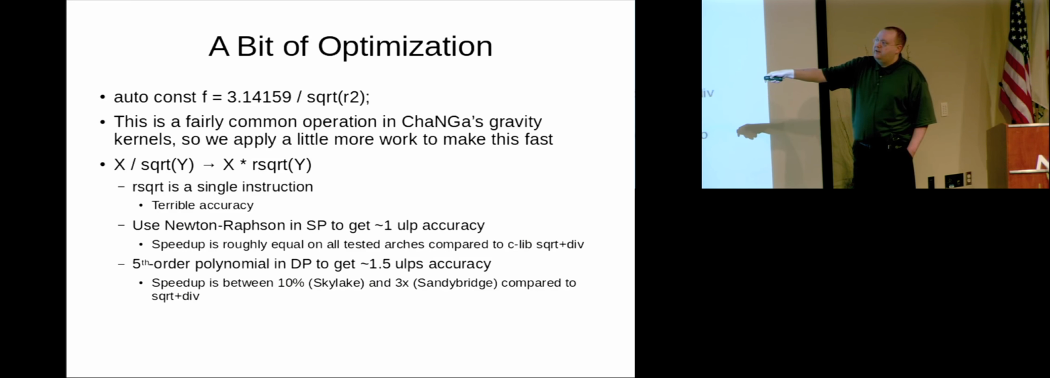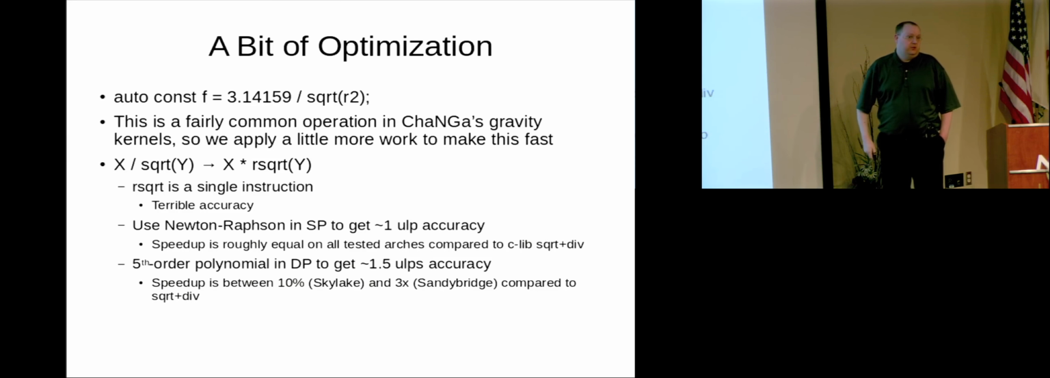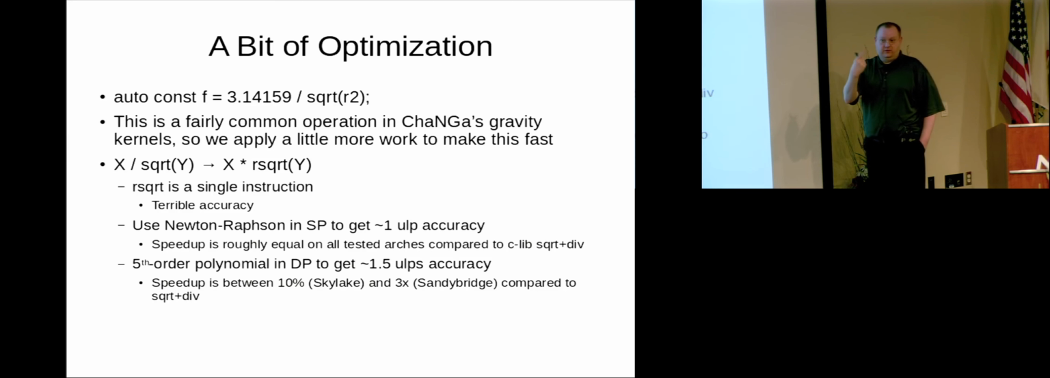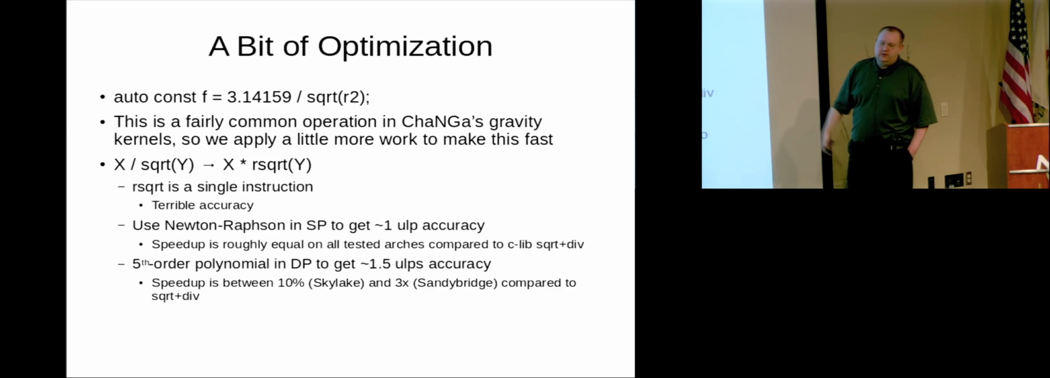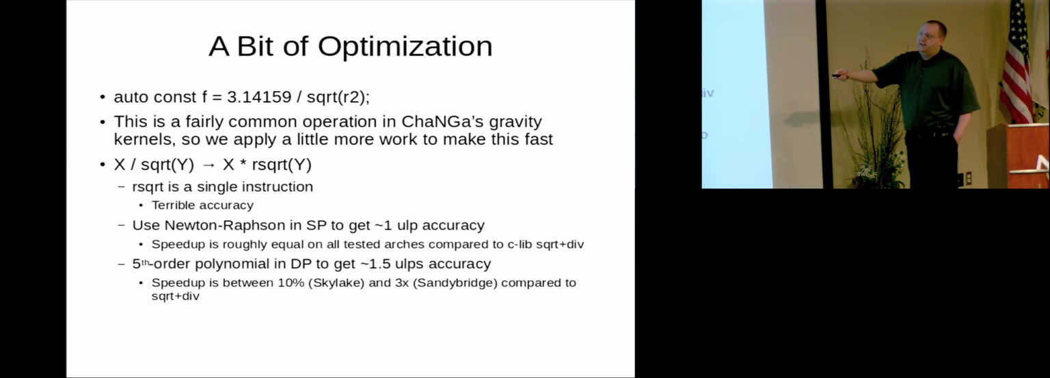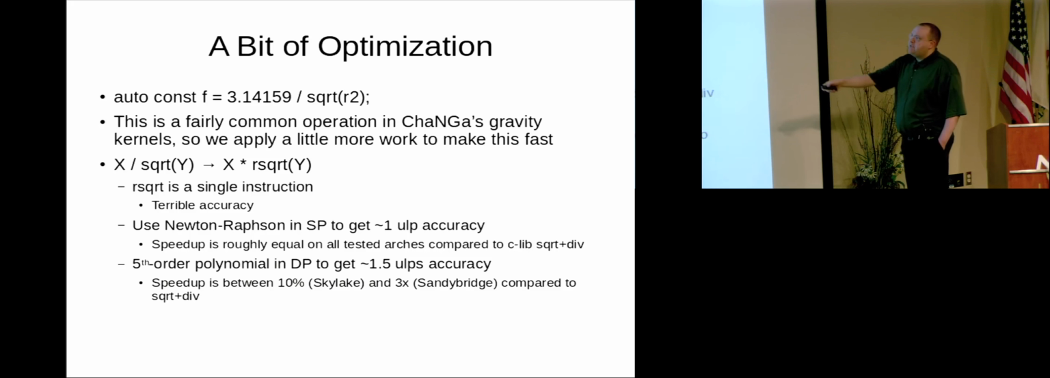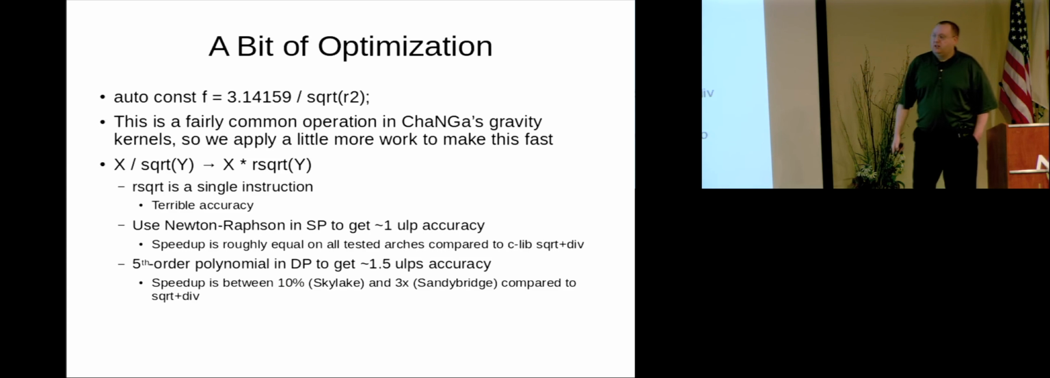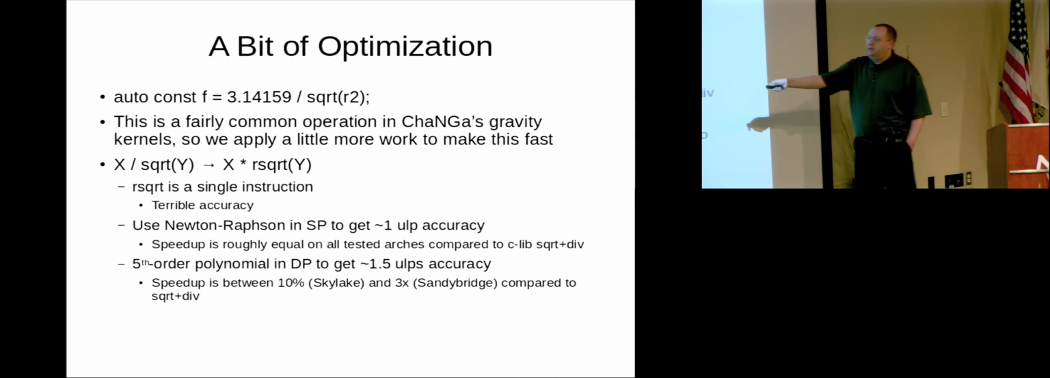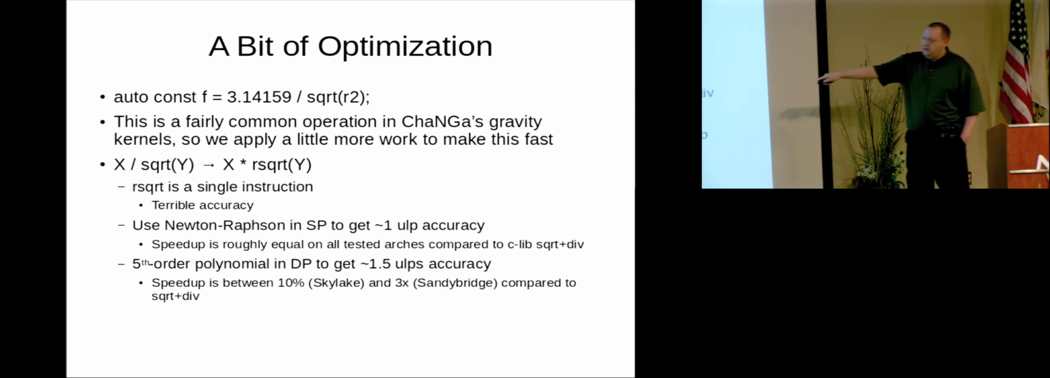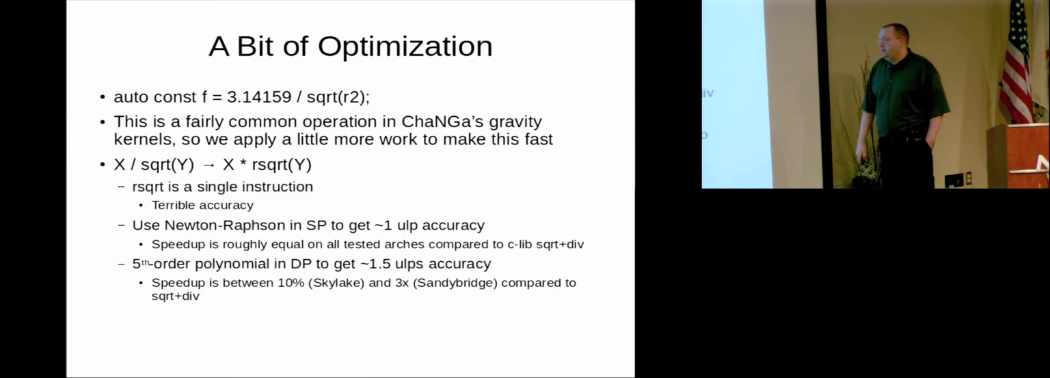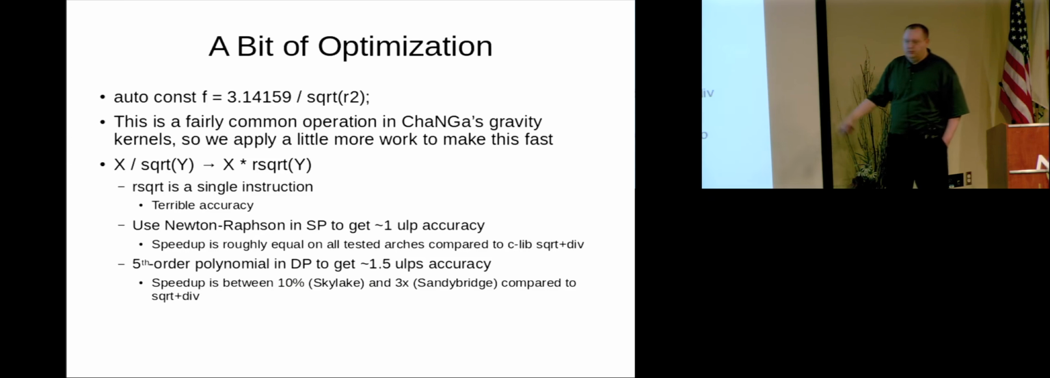this is very nice because square root, when you're in, let's say, glibc, is pretty expensive to compute, right? And you're only getting one square root because it's not vectorized. Although in later versions of glibc, they actually do have vectorized versions. But again, the compiler will not auto-vectorize your SoA format unless you happen to be really lucky. So rsqrt is usually a single instruction, but it usually has terrible accuracy as well. So we need to fix that. And so what we do for single precision is we use a Newton-Raphson iteration to get up to about 1 ULP. The speedup is roughly equal on all the tested architectures compared to the glibc square root plus div.